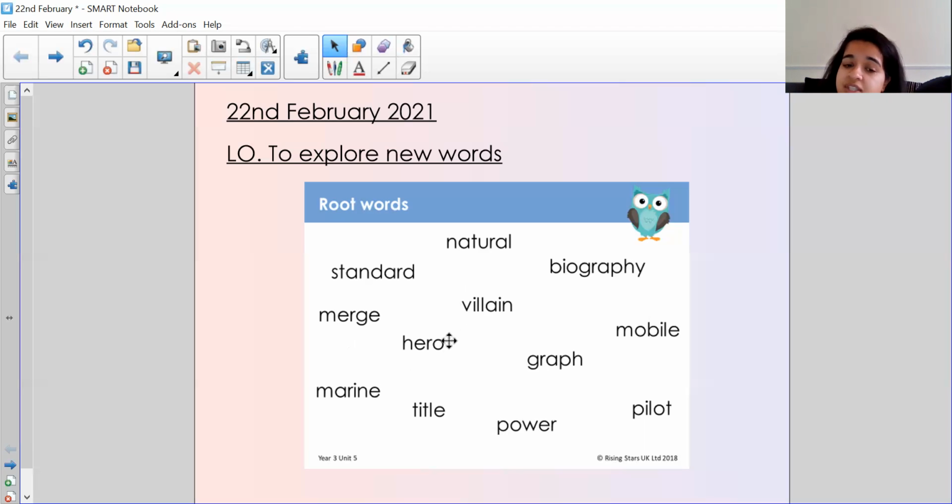You've got a hero, which is the opposite of villain. So someone that does good, someone that's kind. I know lately we've been talking about our NHS and how they are heroes because they're taking care of all the poorly people that are suffering with COVID. So heroes are just people that do good, not just necessarily your superheroes like Batman and Superman, but just people that do good things every day in their lives.